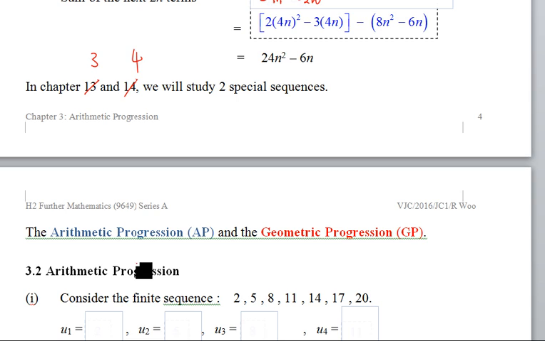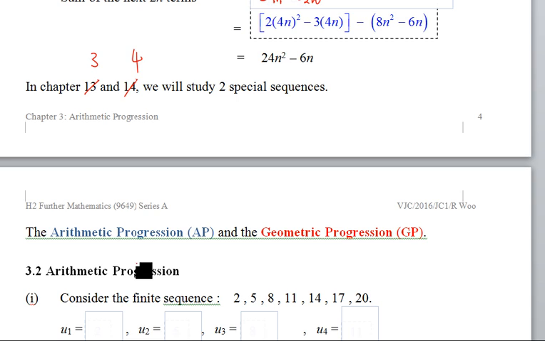First is the arithmetic progression, which is what I learned in chapter 3. Second is the geometric progression. Actually, I can introduce both at the same time now. You all should be capable of doing it. AP. In short, we call it AP. Is this, I give an example.